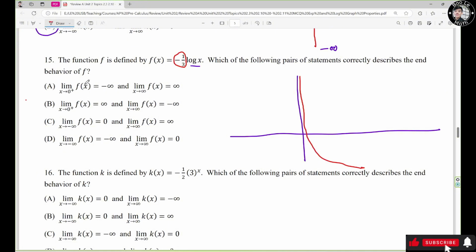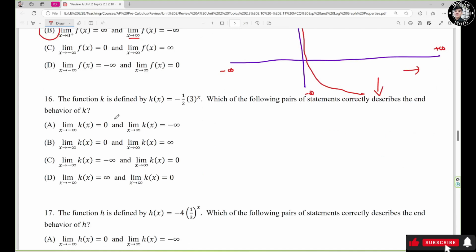Now, answer choice A. Limit of the function f of x when x approaches 0 plus, which means on the right of the y-axis, the function approaches positive infinity, right? Now it's a negative infinity, so it's wrong. Now answer choice B. Limit of the function f of x when x approaches 0 plus, it could be positive infinity. Yes, that's correct. Now limit of the function f of x when x approaches positive infinity equals negative infinity. Yes, that's correct, right? So the answer choice must be B.